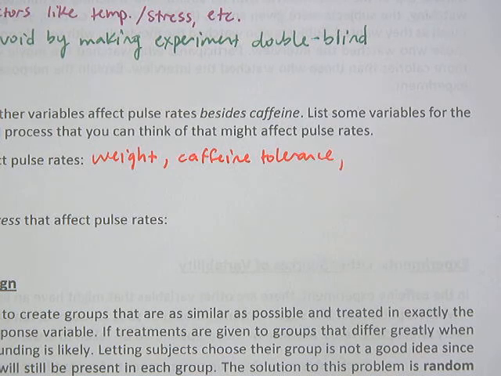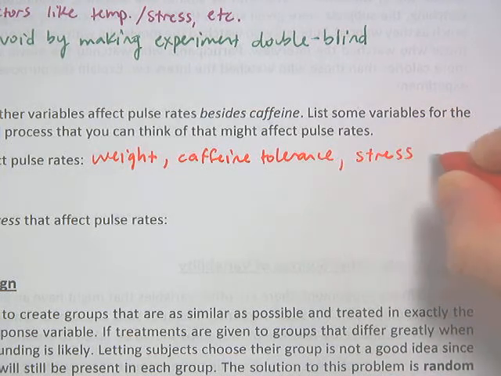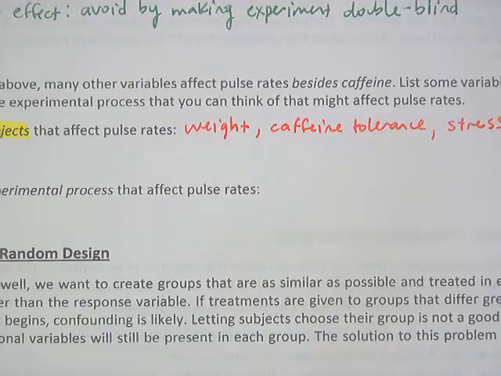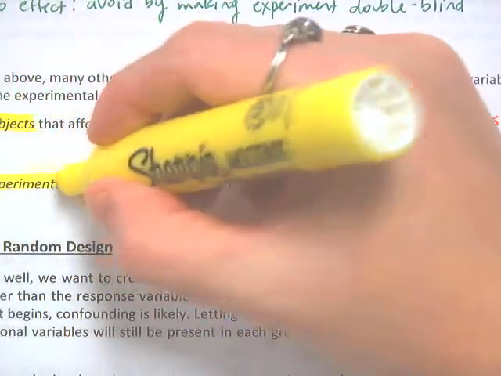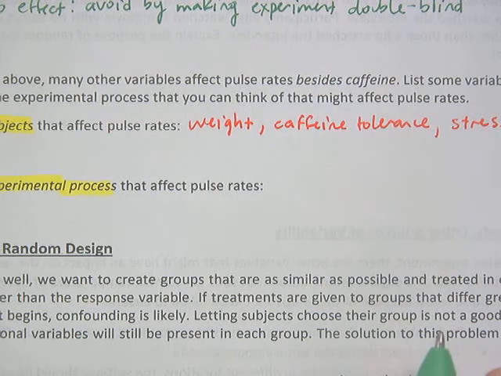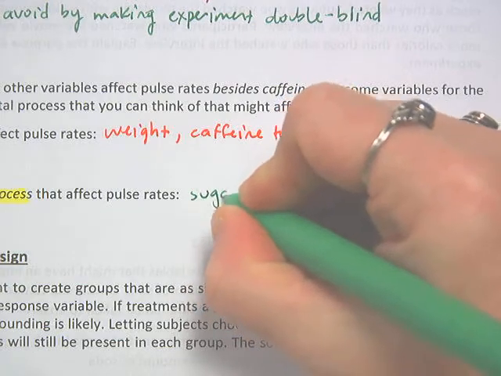How recently they've consumed their coffee, and then stress level, kind of just their health in general. Those are the variables within the subjects themselves, the people. Well, there are variables in the experimental process that will affect pulse rate as well. And those are more like the environmental factors, or like the sugar content.